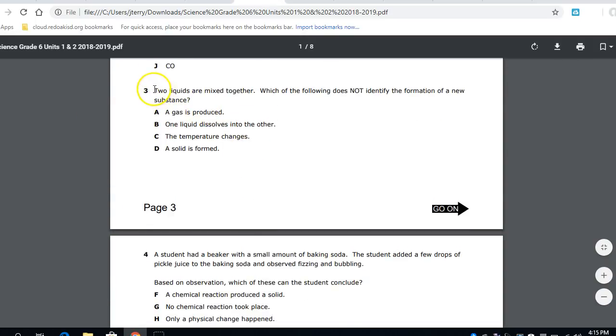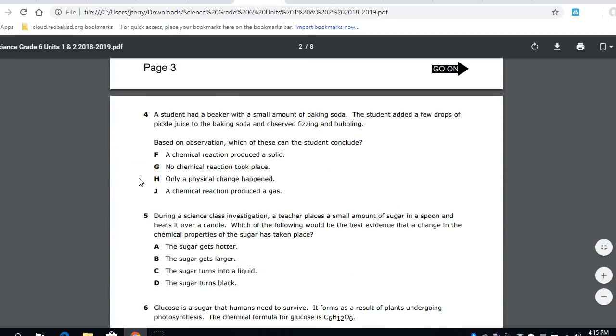Number 3. 2 liquids are mixed together. Which of the following does not identify the formation of a new substance? Is it A, a gas is produced? Is it B, one liquid dissolves into the other? Is it C, the temperature changes? Or is it D, a solid is formed? Which one does not identify the formation of a new substance?